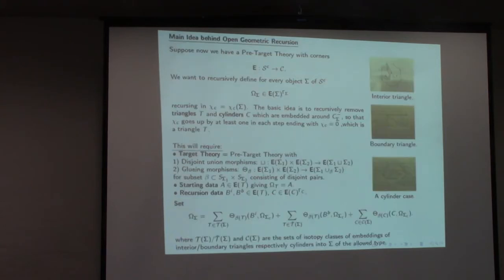Okay, good. So now, here's sort of the analog of the slide that I showed you before, but now for this open geometric recursion. So we start with this pre-target theory E. We are seeking to define vectors that are mapping class group invariant for all surfaces. We're going to recurse in this chi-C, and the basic idea is to recursively remove triangles and cylinders.